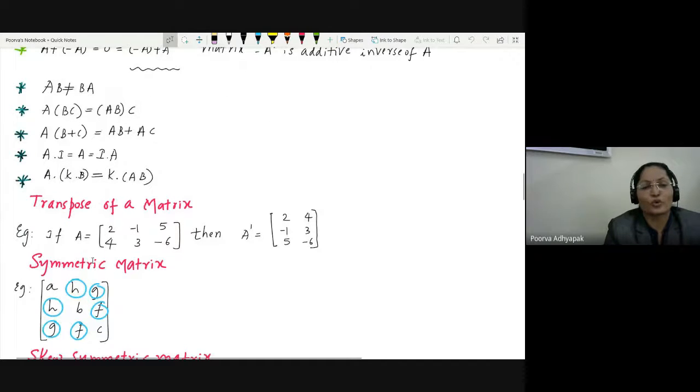Then comes the transpose of a matrix. With one example I would like to explain this. If matrix A is 2, minus 1, 5, 4, 3, minus 6, then its transpose, the notation for that is A dash, will be equal to 2, 4, minus 1, 3, 5, and 6. You can see that the rows are written in the form of columns. This is row 1, this is row 2, that is written as column 1 and column 2. So whenever the rows are rewritten or represented in terms of columns, that is called the transpose of a matrix.